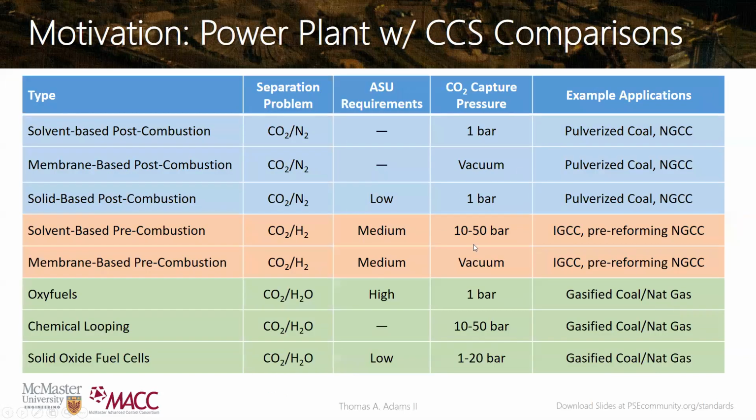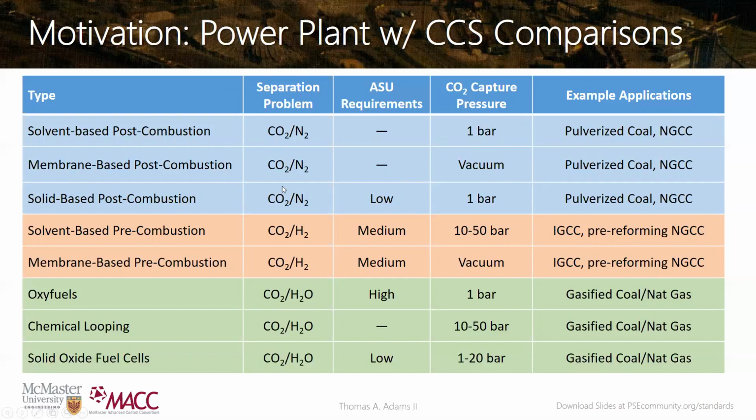Okay, so just to summarize the different kinds of options. So with post-combustion, we have solvent-based post-combustion. That tends to be at atmospheric pressure. Membrane-based post-combustion, so you can use a membrane to separate CO2 and nitrogen. That actually tends to be more vacuum because it's pressure differential driven. So you need high pressures up front and low pressures on the back to drive that CO2 across the membrane.